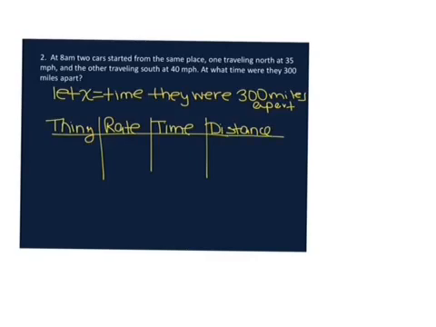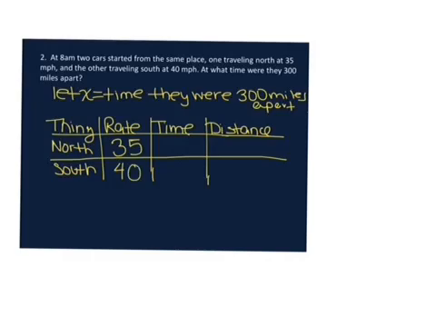So with this one, you have 2 cars. One's traveling north, one's traveling south. So you could just write north and south for your thing to indicate the difference, since they're both cars. Your rate. The north one's traveling at 35 miles per hour. The southbound car is traveling at 40 miles per hour.